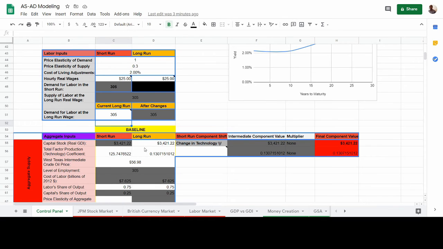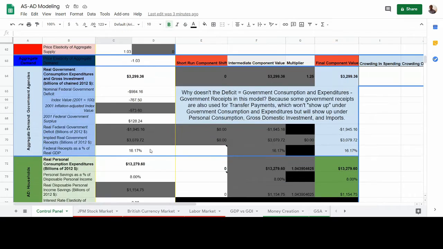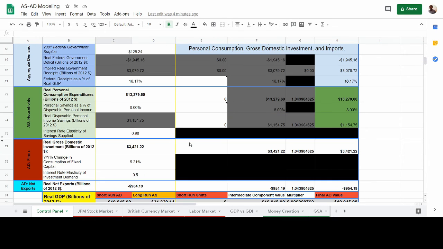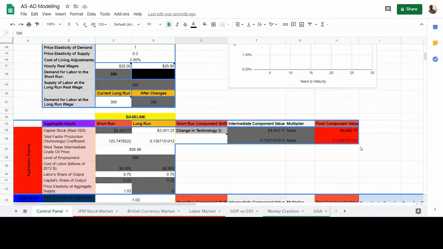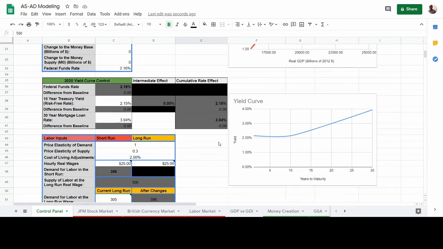We could also increase the level of capital, the actual capital stock in the economy, by increasing the level of investment. Now we go to the firms here and we could increase the amount of investment that they did this year. Let's say it increased by $500 billion, so that the level of investment now is at 4.4 trillion instead of 3.4 trillion, because again it went through the multiplier. So at 4.4 trillion, we should see aggregate supply intersecting a little bit.